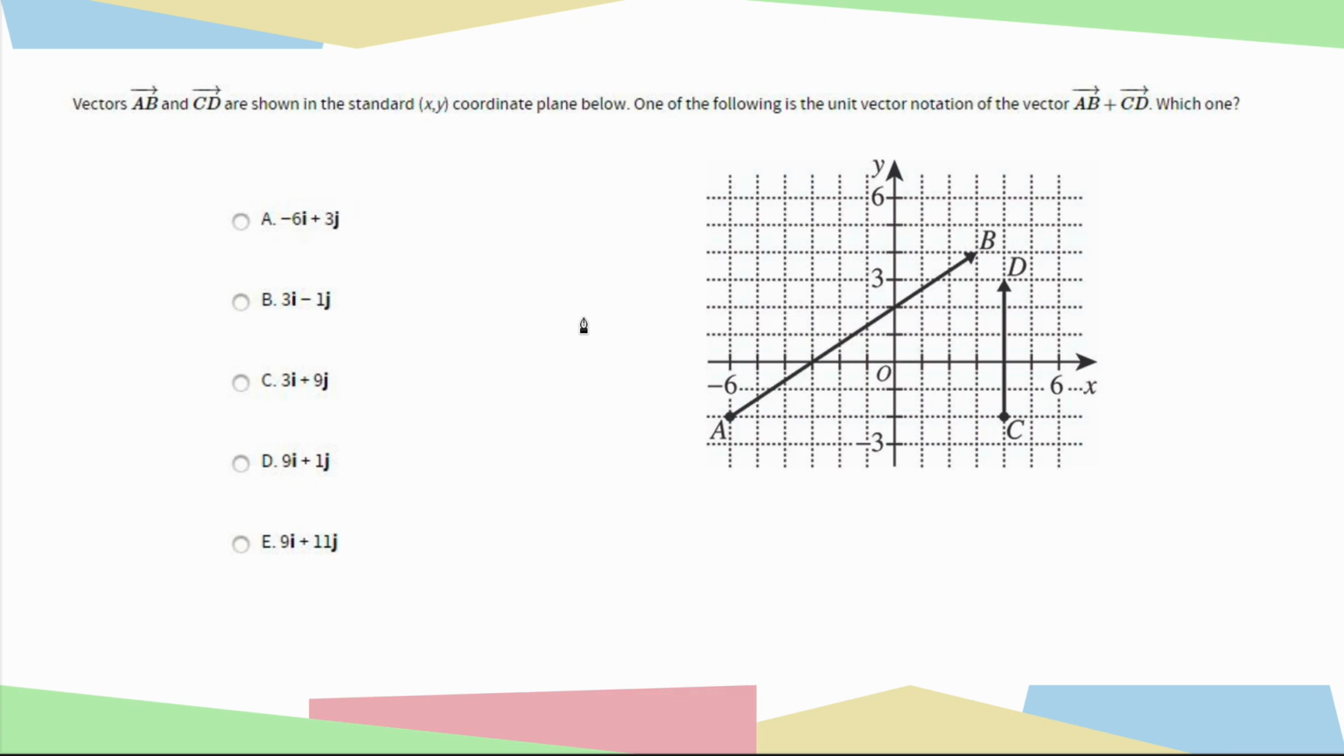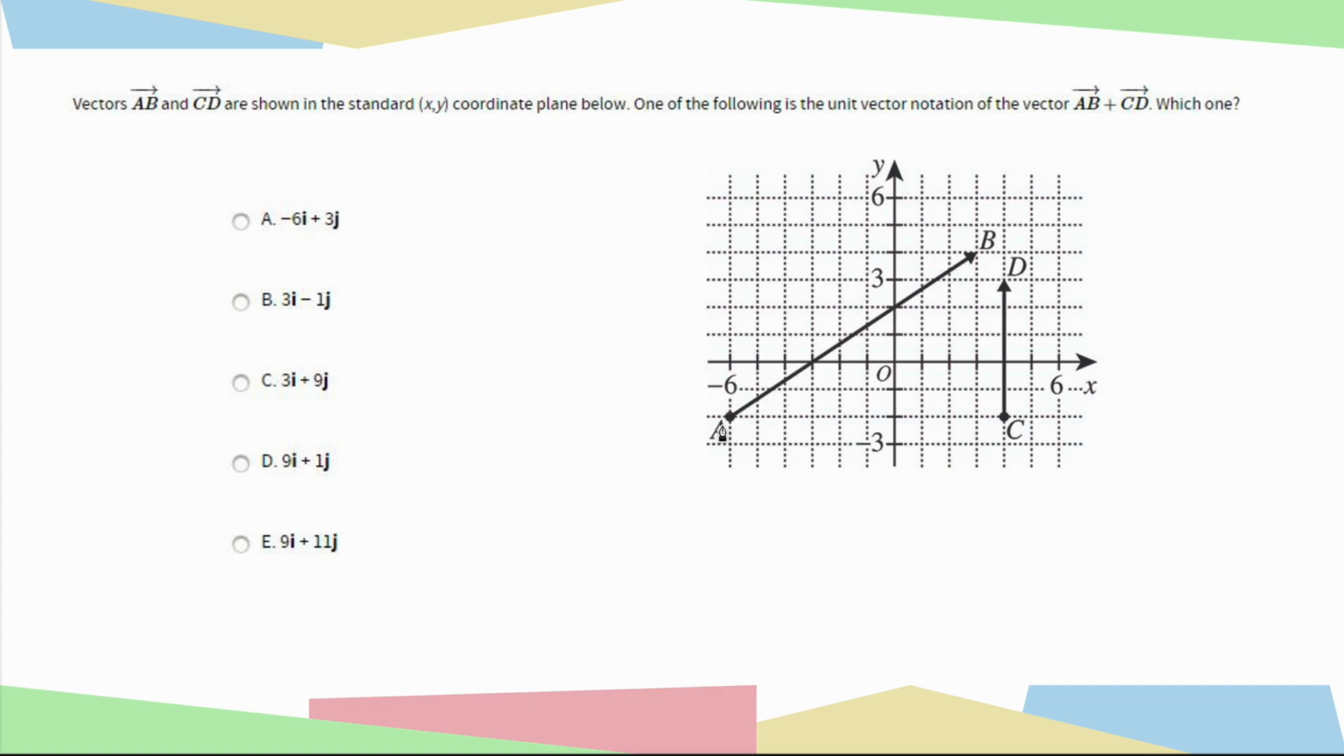All right, vectors A, B, and C, D are shown in the standard XY coordinate plane below. One of the following is a unit vector notation of the vectors AB plus CD. Which one? Okay, so again, we are kind of combining these concepts of the unit vector and also vector addition. The good news is this is pretty straightforward.